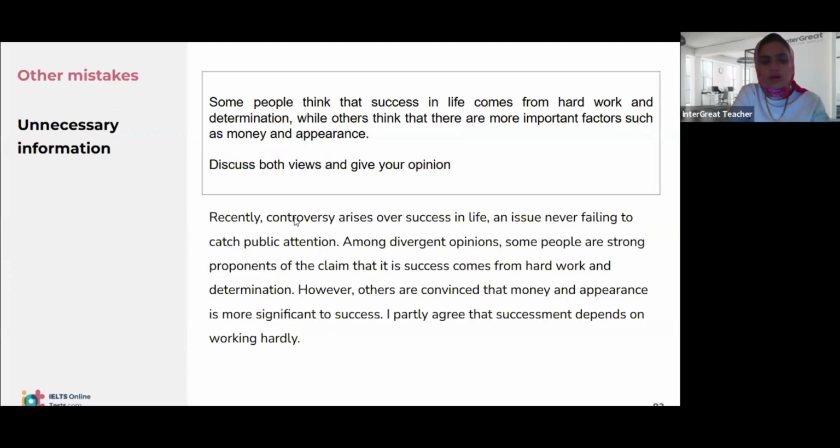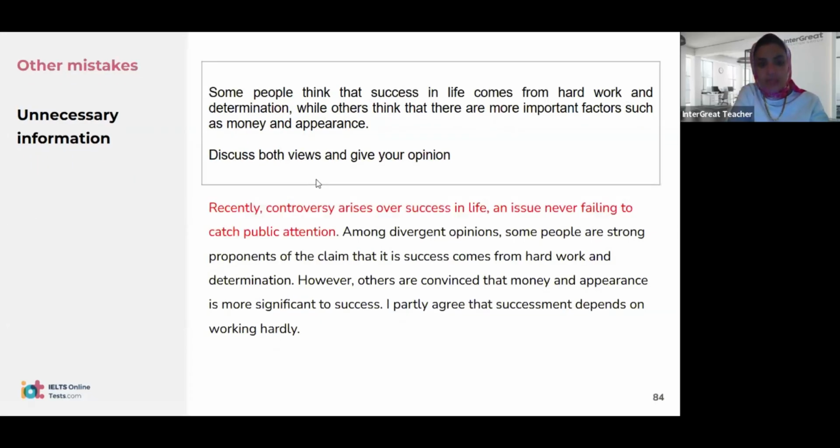Because it talks about, in general, success in life never failing to catch public attention. This is a very general statement, and the question is about some people thinking that success comes from hard work and determination, while others think that there are more important factors. So you need to just address this. Rephrase the first part, rephrase the second part, and give your opinion. That's all you need to do. So yes, this is correct. The first sentence is unnecessary. Okay? Right.